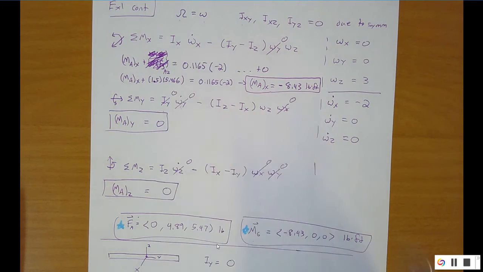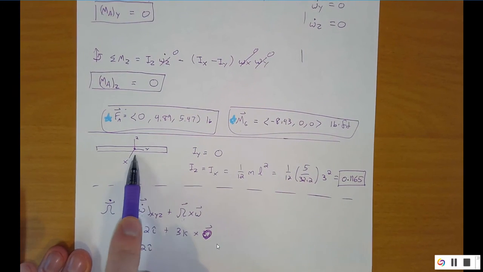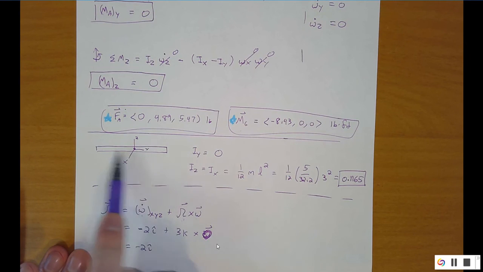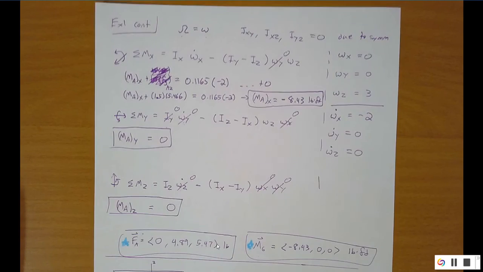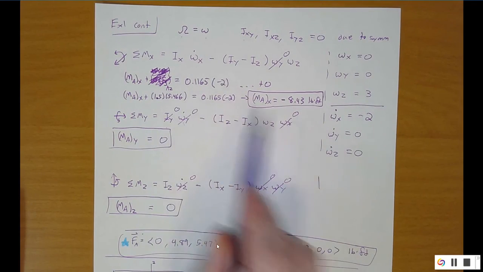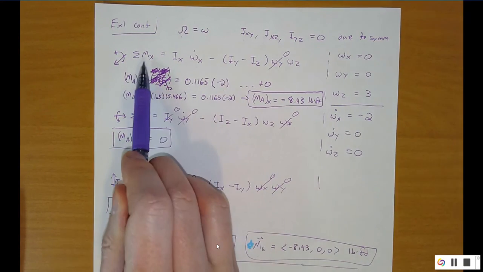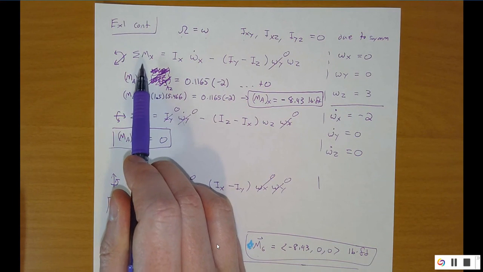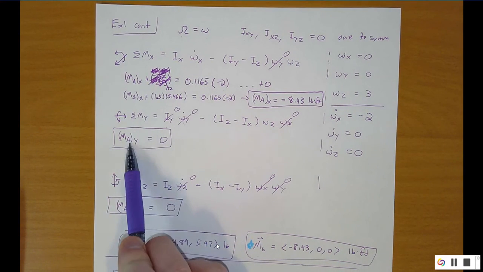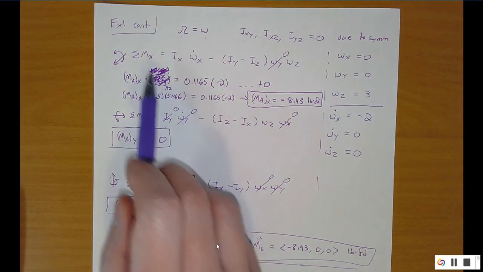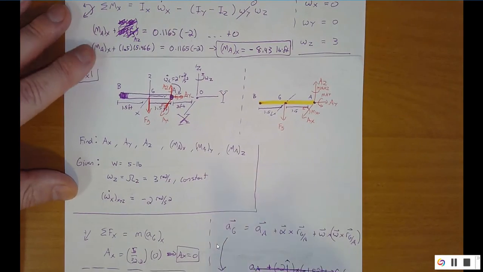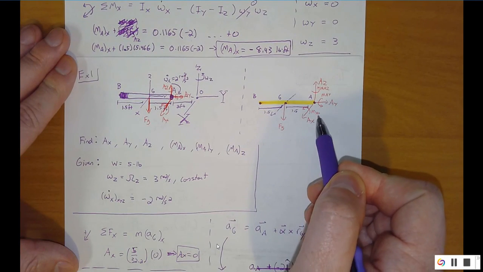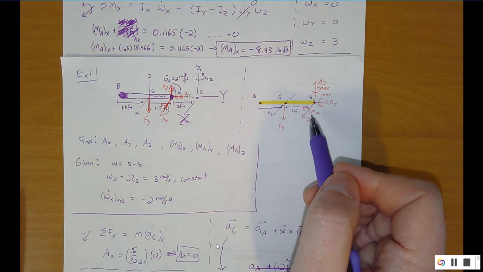Ix we found, so again, it was at the center of the bar, so we just used a slender rod, and it was 1/12 ml squared, did the math. So we plugged that in there, and our omega x dot was -2. To get our accelerations, to get our moments, so in this case, we only had AY, in this case we only had AZ. So our most interesting case was about the x-axis. So we had the moment about A in the x direction, so the x component of that moment. So that acted in that direction.